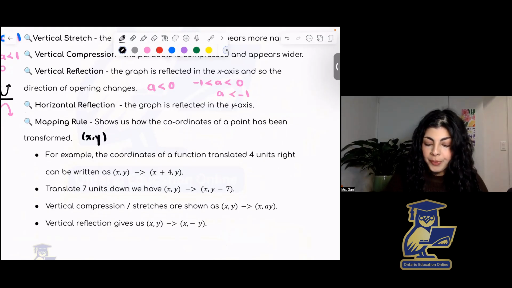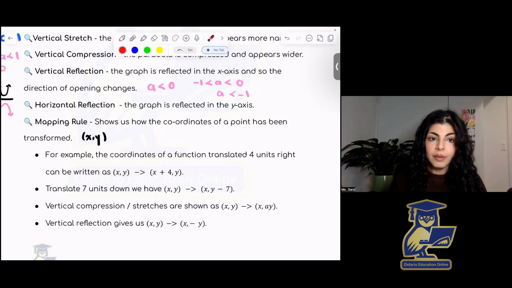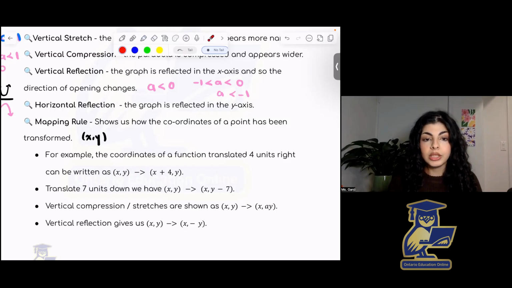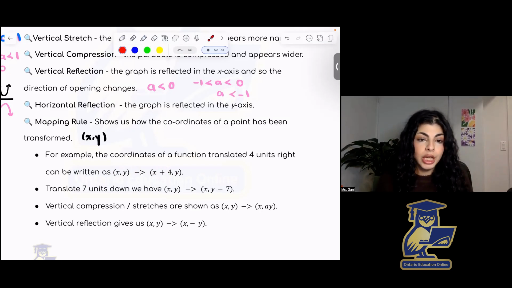For example, if we move a function 4 units to the right, then we can write the mapping rule as (x, y). So again, we start with (x, y). This is now, we have to have that arrow to say what it's changing into. Our input values, because we moved 4 units to the right, are now x plus 4. But our output value has not changed, so it remains as y.